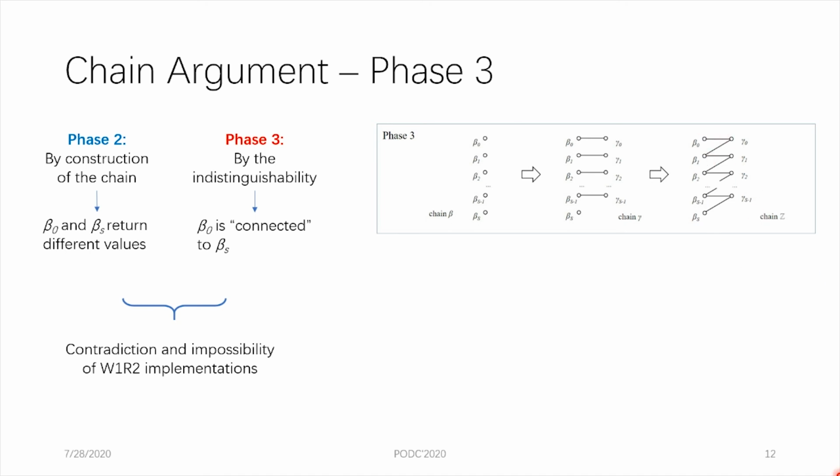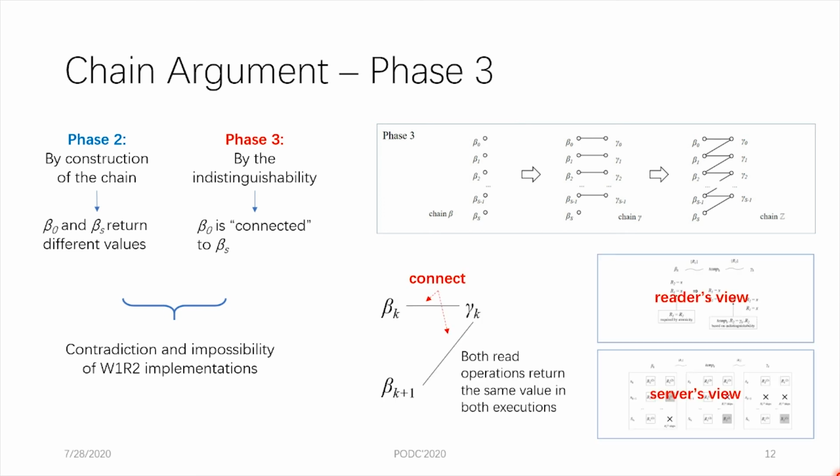In order to connect the head and tail executions beta 0 and beta S, we need a relaying execution chain gamma. So, the critical element of our proof in phase 3 is that for every two consecutive executions beta k and beta k plus 1, we construct a relaying execution gamma k, and then we connect beta k to gamma k, and then we connect beta k plus 1 to gamma k. Repeating this process, we will finally connect the head and tail executions.